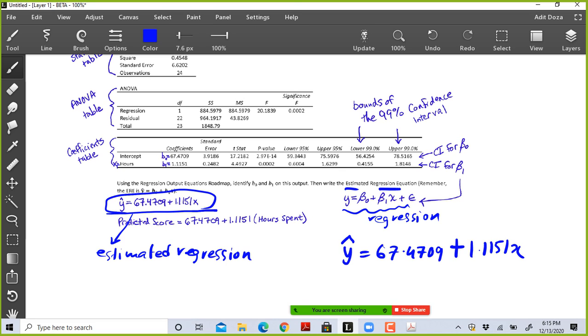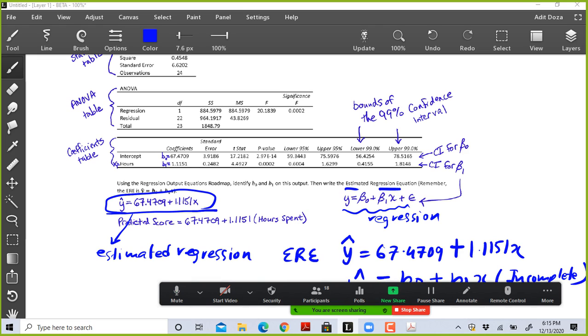Okay, don't give me this one. Some students will think, oh, he asked for the estimated regression equation, let me just give him this one. If you give me this one, this is incomplete. So for the estimated regression equation, you have to give me this one.